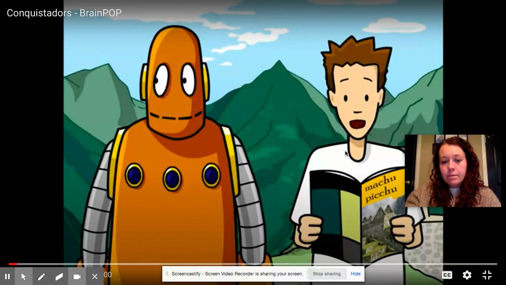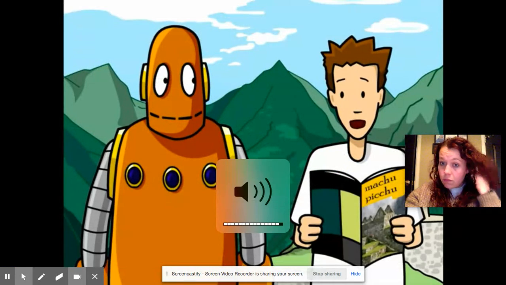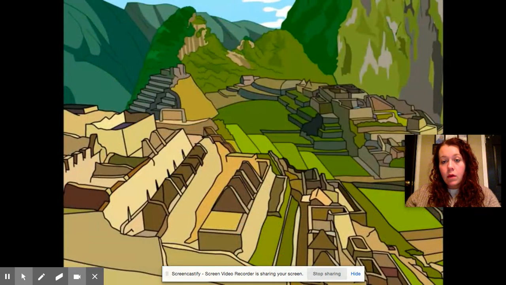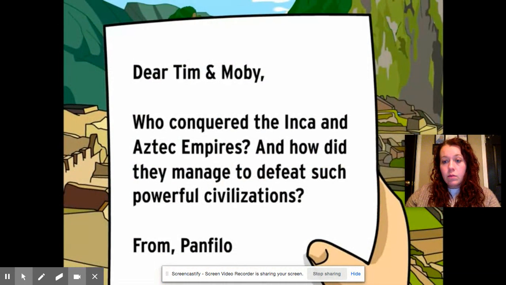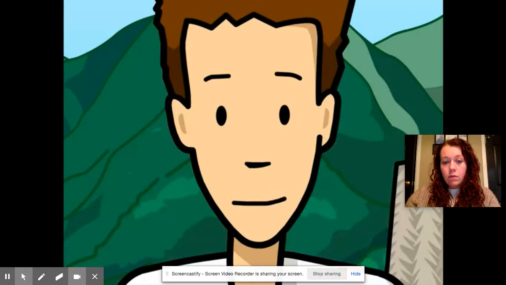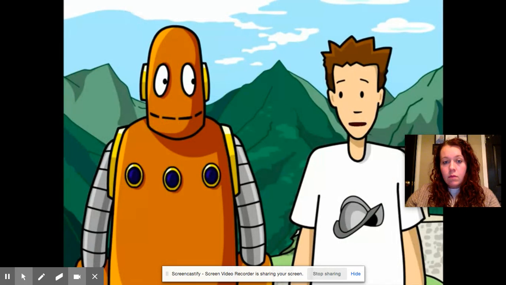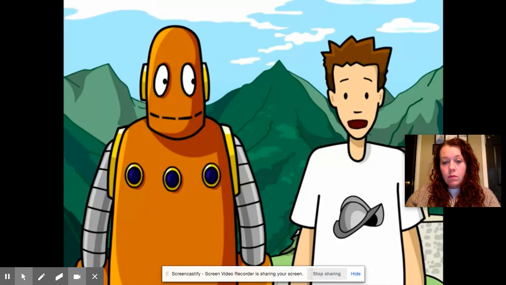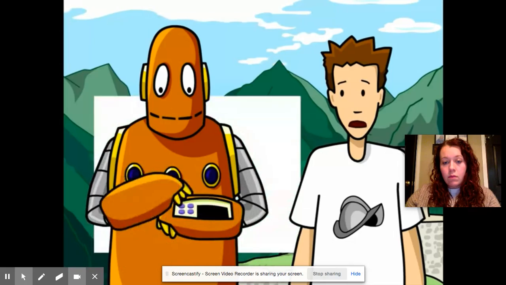It's a 15th century Inca city, built more than a mile up in the mountains. Dear Tim and Moe, who conquered the Inca and Aztec empires? And how did they manage to defeat such powerful civilizations? From Panfilo. Well, Panfilo, learning the answer to that question was precisely the point of our trip to Peru. Well, yeah, it would have been pretty cool to see it at its height, but since it's been 500 years... Are you sure that's a good idea?